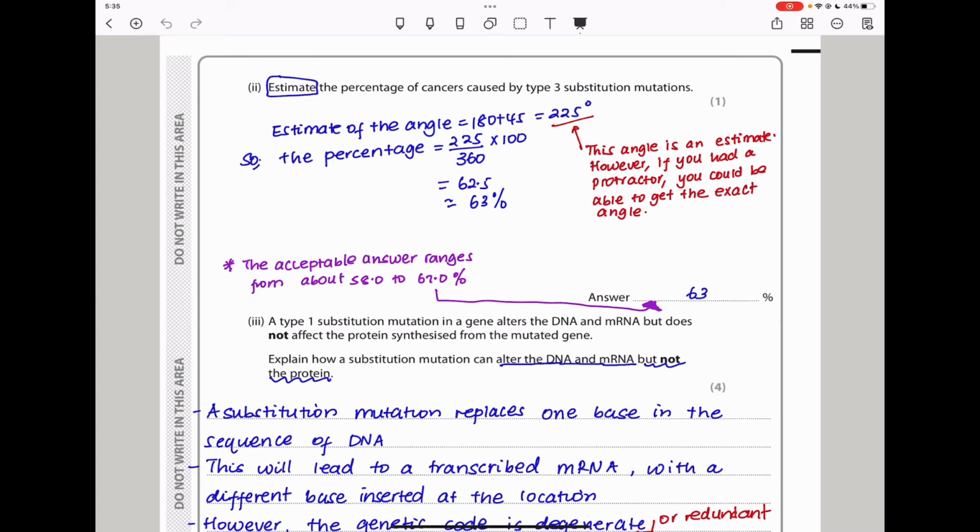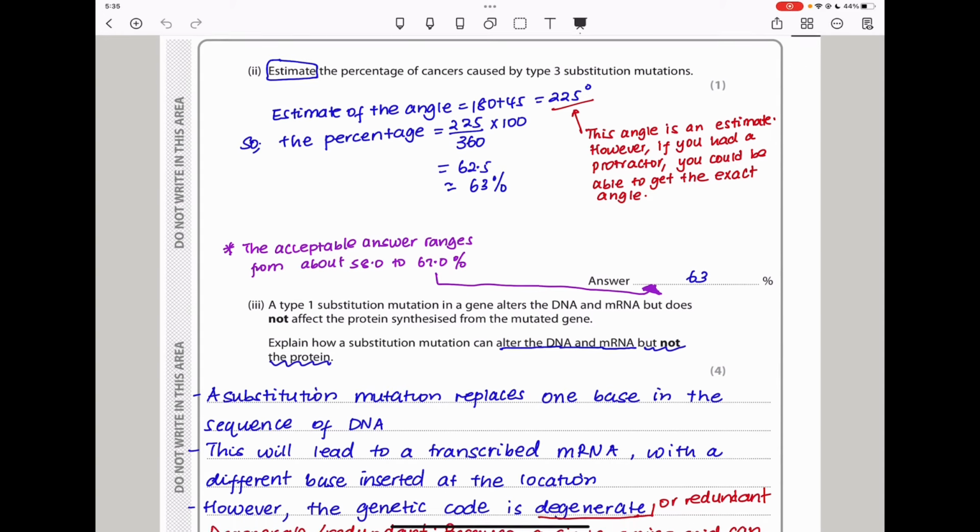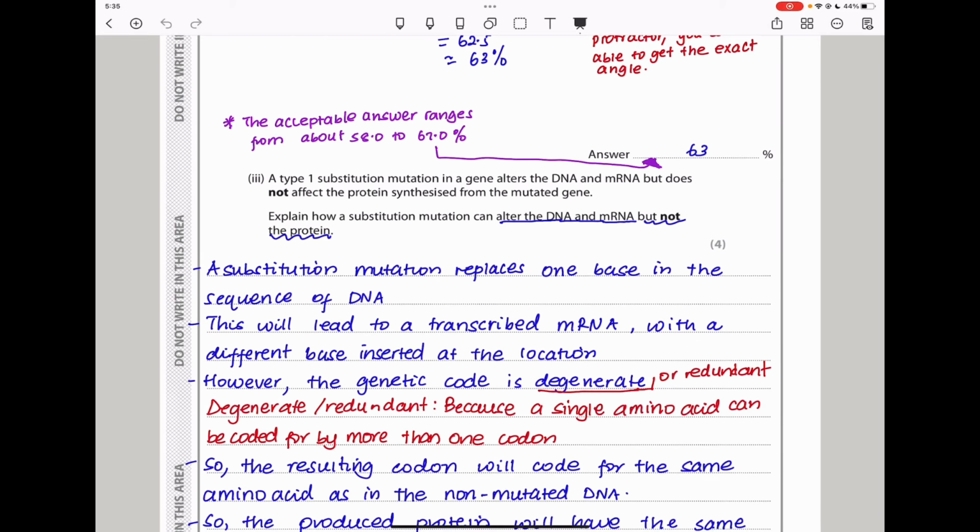Now I wrote something for you. This angle is an estimate. However, if you had a protractor, you could get the exact angle. They call it an estimate because they know most of you are not going to have protractors. Next part says, by the way, the actual answer was between 58 to 67%. All these answers were acceptable around that range because they know students are not going to guess it correctly. There are some ranges that are going to be erroneous.